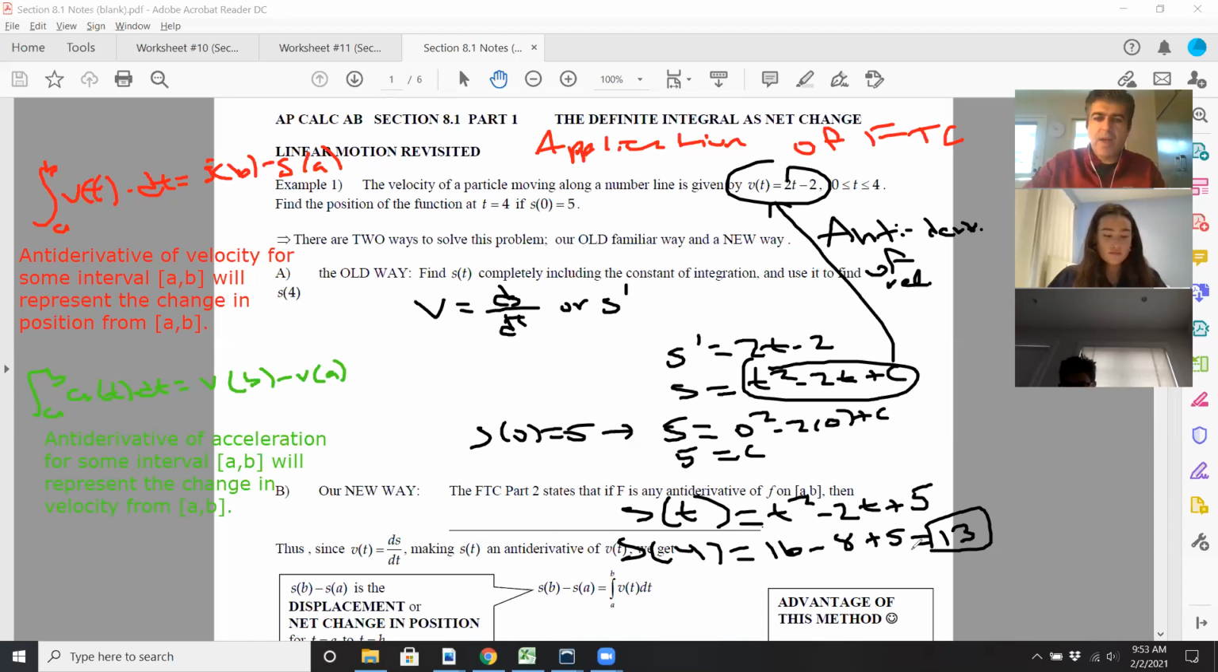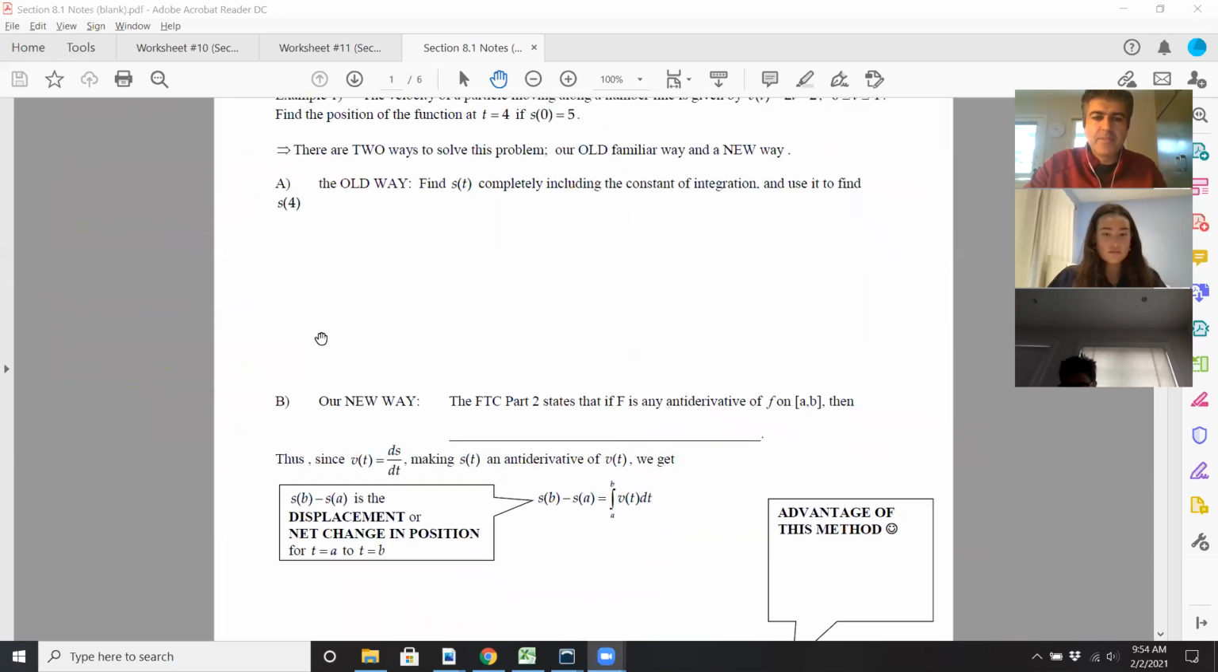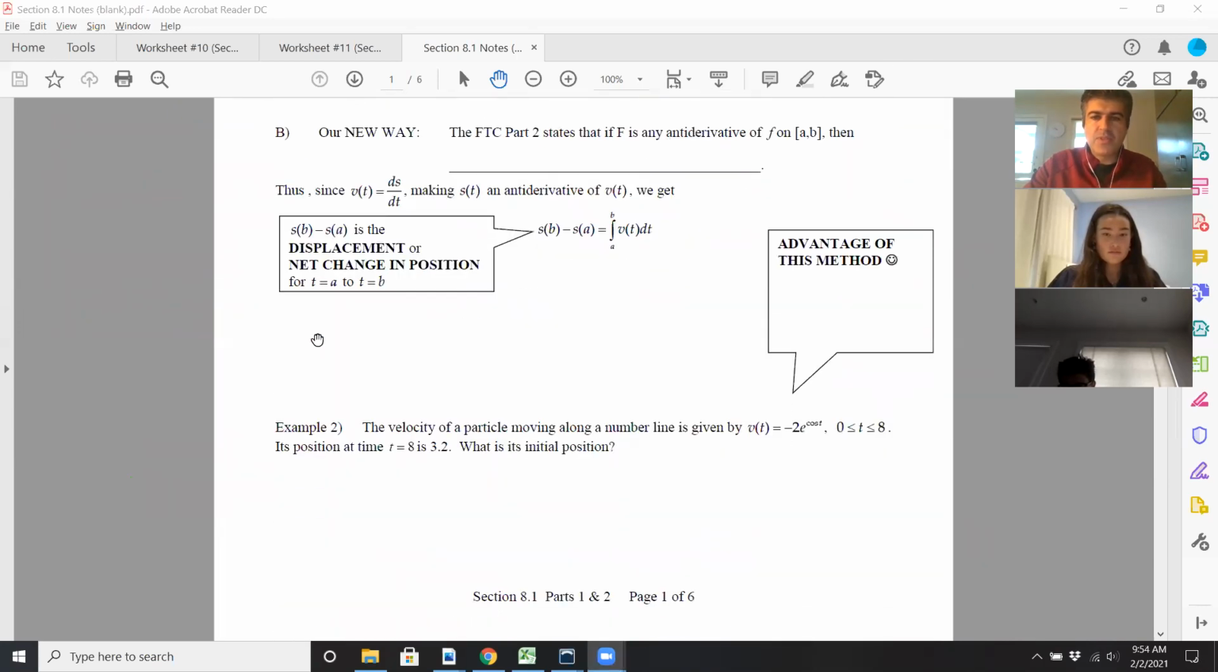We could also write it like this, in a more streamlined, efficient manner. I guess it's called a new way. What I discussed at the beginning of these notes is that the integral from a to b of v of t dt equals s of b minus s of a, where we call this displacement, or change in position, or delta s. You could think of it like that too.